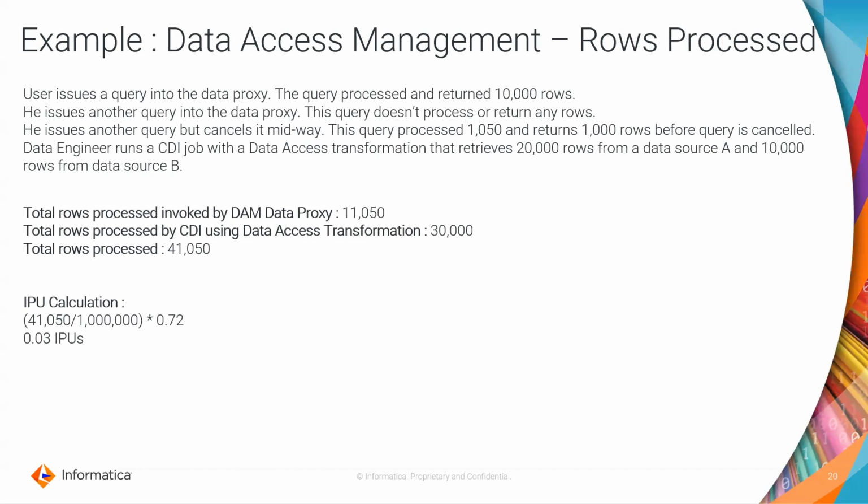And the data engineer runs a CDI job with data access transformation that retrieves 20,000 rows from data source A and 10,000 from source B. So total rows processed during the data access management data proxy is 11,050. As we know, even in case of cancellation, the total number of rows processed are counted towards the IPU calculation. And for the CDI, it's 30,000. So total rows processed is 41,050. Keeping in mind the tiering as well as the IPU per unit charge, the consumption is 0.03 IPUs.